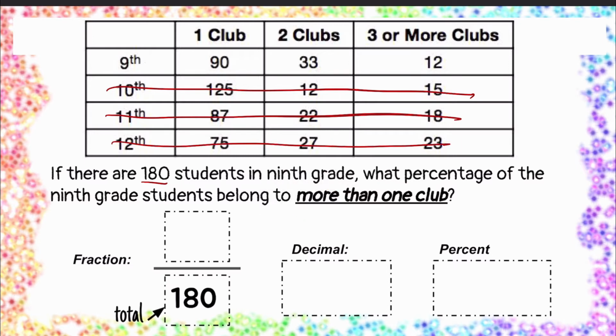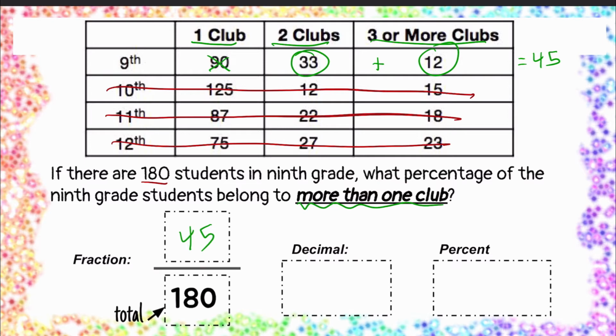Now they're asking about the 9th graders that are in more than one club. So looking at the number of clubs people can be in, how many students are in more than one club? Well, here's how you figure this out. This happens twice, 33 and 12. One club is not more than one. So I'm going to add these up. 33 plus 12, we get 45. And I put 45 up here.